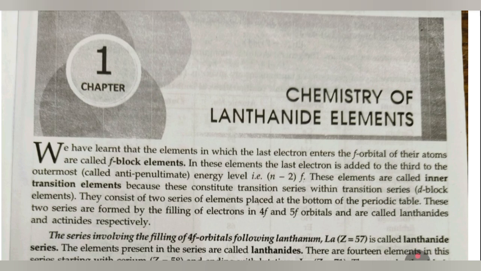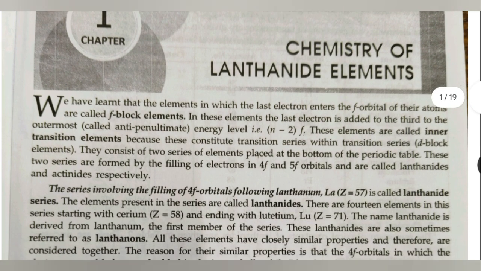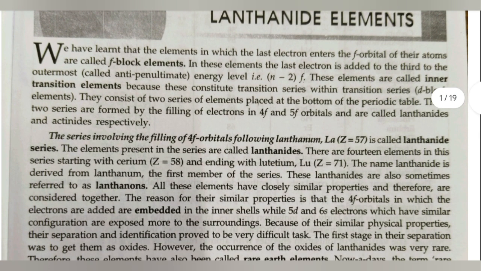We have learned that the elements in which the last electron enters the f orbital of their atom are called f-block elements. In these elements, the last electron is added to the third to the outermost, called the anti-penultimate energy level, (n-2)f. These elements are called inner transition elements because these constitute transition series.